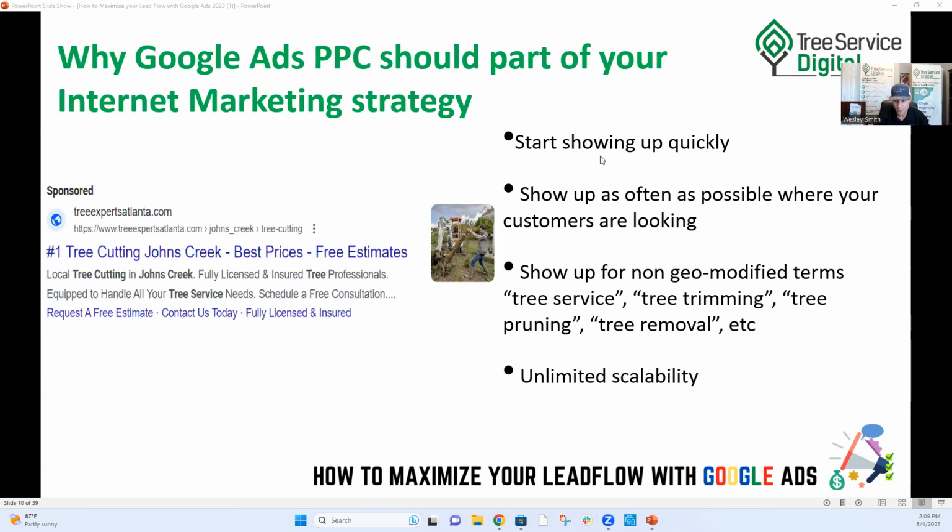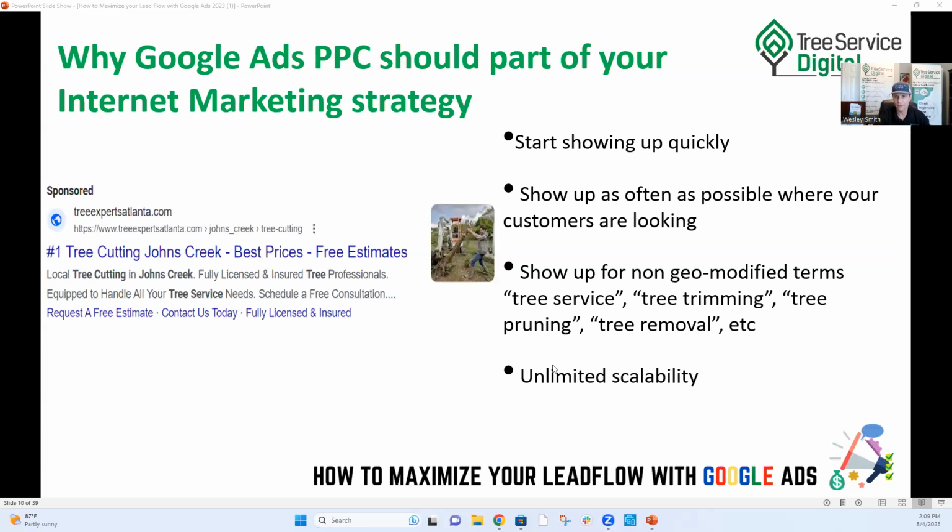You can show up as often as possible where your customers are looking the most, which is on the search engines. You can show up for non-geo modified terms like tree service, right? Somebody in your local market doesn't specify Chicago, Illinois. They just type in tree service, and your ad can show up for that term, even though you wouldn't normally show up for it, because normally you would show up for the tree service in your city keyword. But you can show up for all kinds of things when you're targeting ads, because you can now have phrases that you target in your local targeted area.